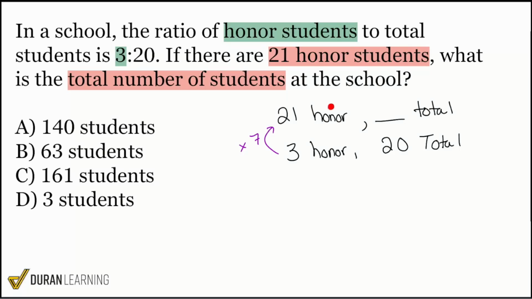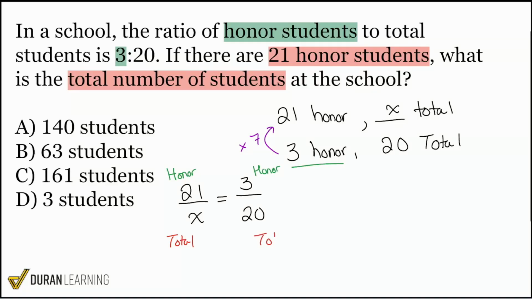We see honor to total, clearly saying honor to total students. So guess what? You don't need to add everything back up. We are already comparing the same things in the same way. We can now confidently say 21 to x equals 3 to 20. Because guess what? We have honor students in the 21. Total students is x. Honor students, that's 3. Total right here is 20.